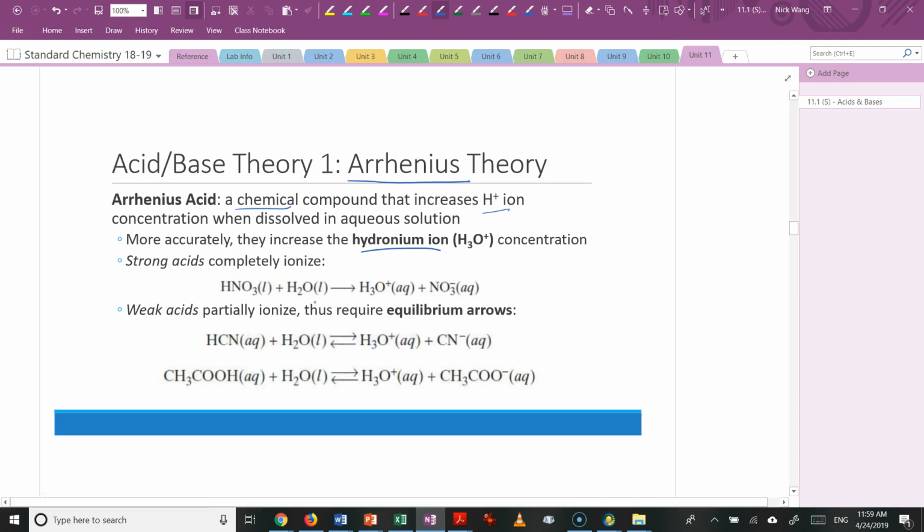When that gets dissolved into water, what happens is that the water will accept an H+ ion. Therefore, it'll form H3O+, the hydronium ion. You also will generate NO3- because the H is removed from the HNO3. That leaves you with NO3- to form this other substance. That's a complete ionization. Weak acids, on the other hand, only partially ionize.